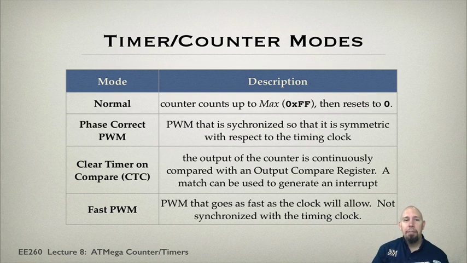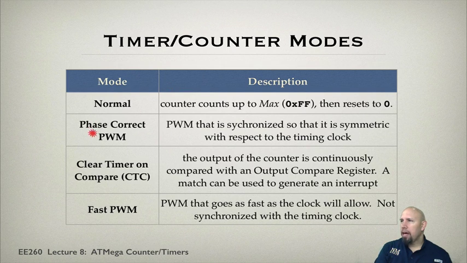Overall, here are the primary modes of the timers and counters. We have four modes. We have the normal mode, where basically the counter counts up to the max, which for an 8-bit counter is 255, then resets to 0. So that's the normal mode. And it turns out, even though it's called the normal mode, which is basically the simplest mode, it actually is not often used. It's less versatile than some of these other modes.